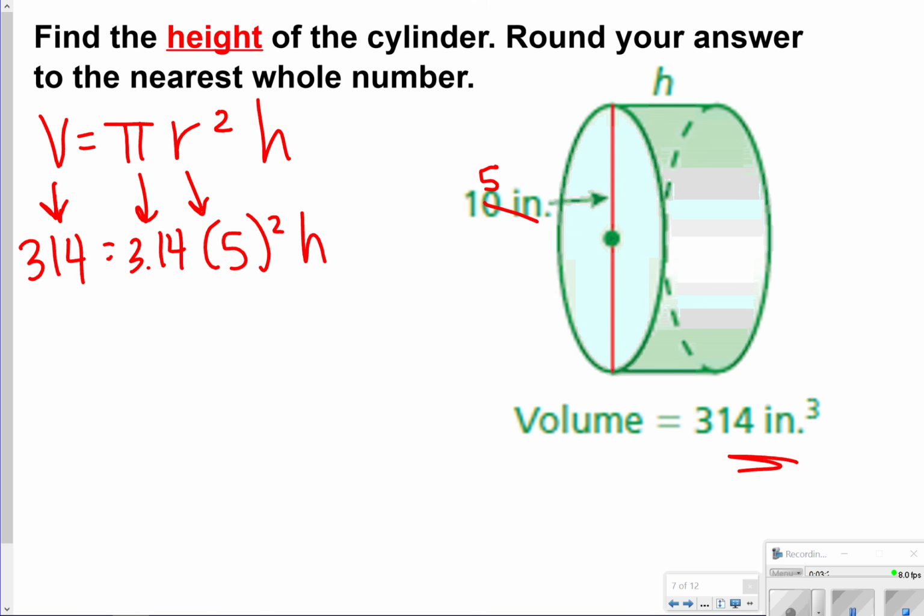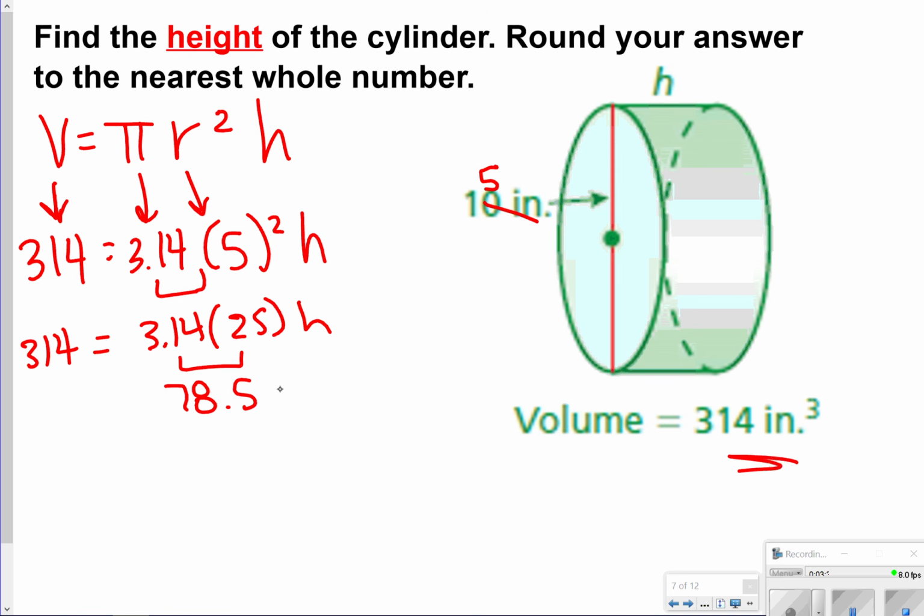What I can go ahead and do is just start working these two things out over here. So I know 314 is still 314, but 3.14 is going to be 3.14 times 25, essentially, times height. Okay, 3.14 times 25 is 78.5, so 78.5 times height will equal the volume of 314. The last step I need to do is just divide and get h all by itself.